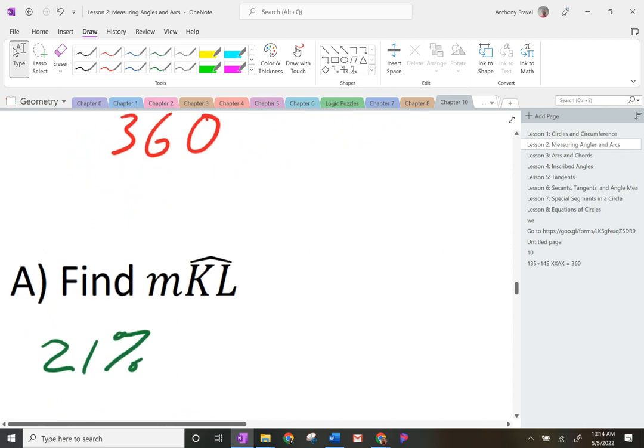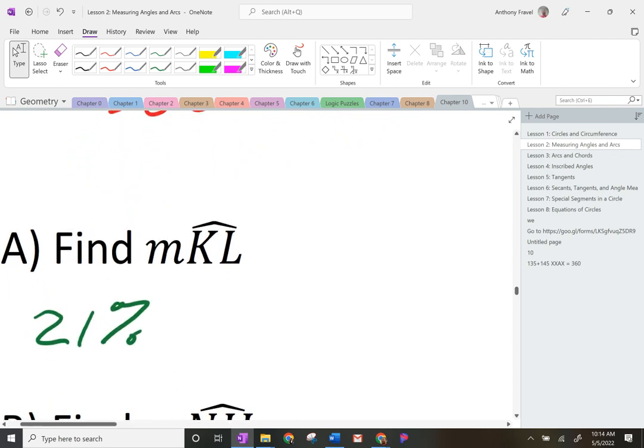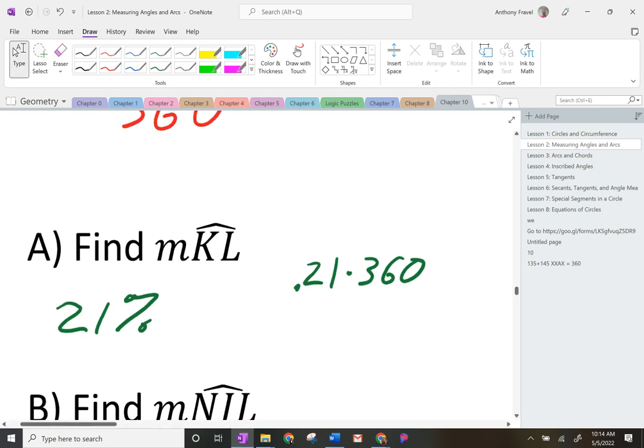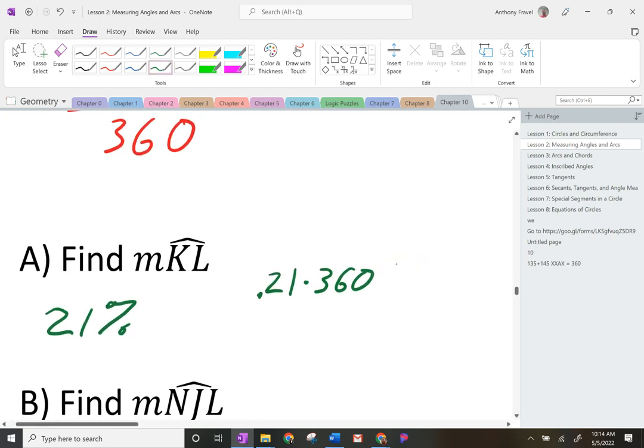So I had that formula. Hopefully you guys had it written down. To find the actual degrees of KL, I will take this percentage, so 0.21 times 360, because that's how many degrees there are. So I've got 0.21 times 360. So if I were to actually get my protractor out and measure how many degrees it is, that one will be 75.6 degrees.